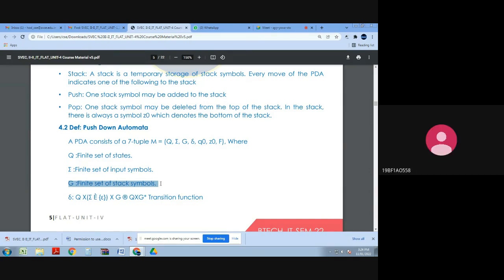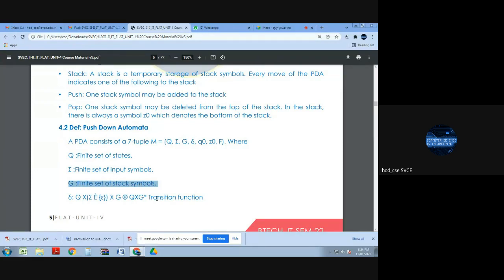Yes, ma'am. So totally it consists of how many tuples? PDA consists of 7 tuples. 7 tuples. Yeah, fine.